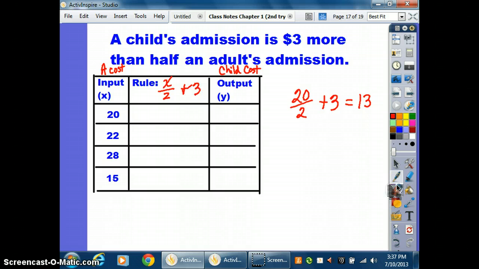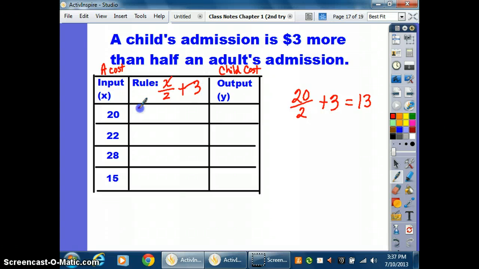Let me clean that up a little bit. Plus 3. Try again. Plus 3. Okay, we're going on.